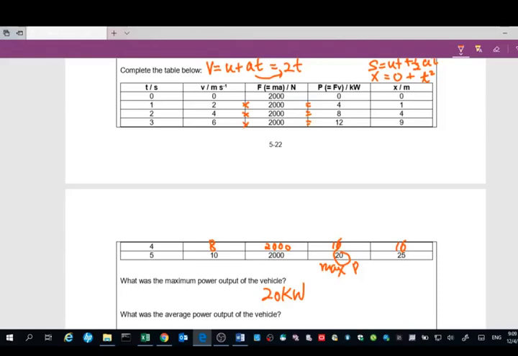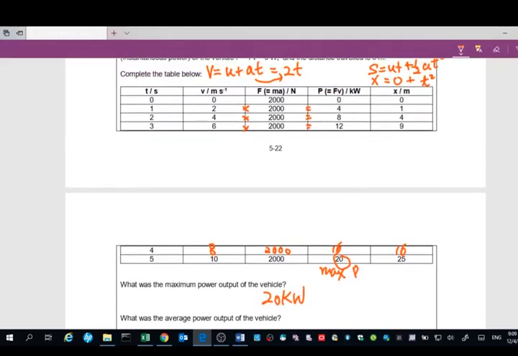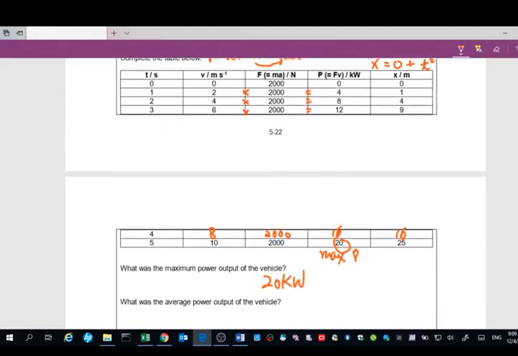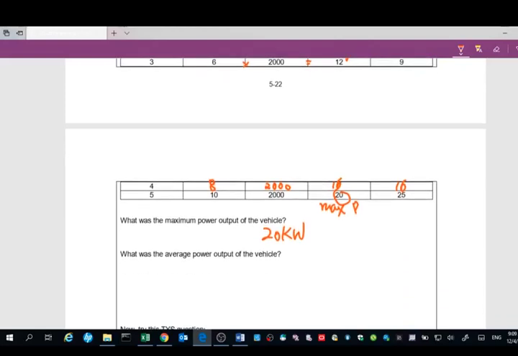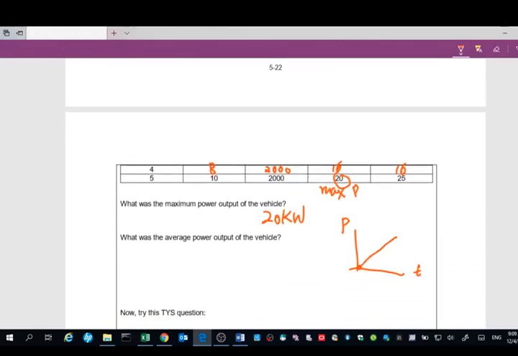average power output of the vehicle? You see the column here for power, and it increases in steps of 4, right? If you look at this table from 0 to 4, 4 plus 4 gives you 8, 8 plus 4 gives you 12. It increases by 4 kilowatt every second. So if I plot the graph, this is how the P graph changes with time. We start from 0, this is P, then every second it increases by exactly 4 kilowatt: 4, 8, 12 and 16. So the maximum is 20 kilowatt.